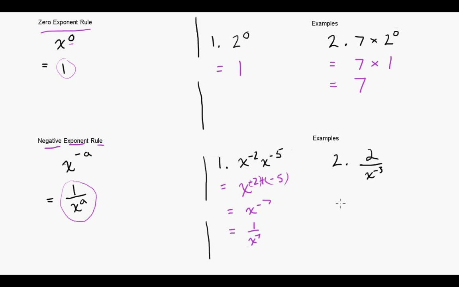Looking at our second example here, we have 2 over x to the negative 3. We can't use any other rules, so we're just going to write this as 2 over 1 times x to the third. Now it's just a matter of solving a fraction problem. So we can write this as 2 over 1 times x to the third over 1, and that's going to leave us with 2x to the third.